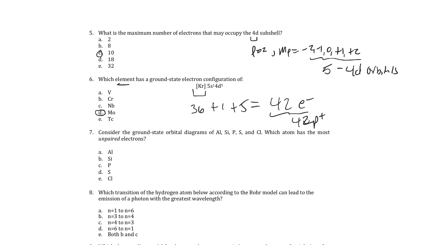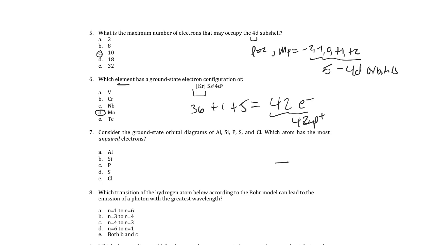Consider the ground state orbital diagrams of aluminum, silicon, phosphorus, sulfur, and chlorine. If you notice, that's simply across the 3p subshell, or the 3p block of elements. Which element has the most unpaired electrons?